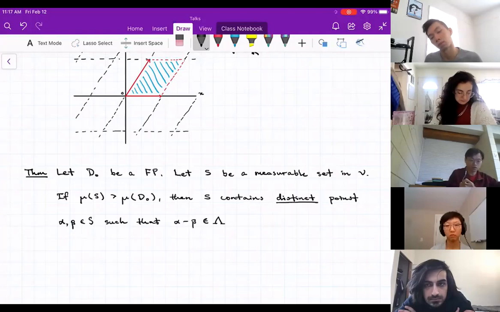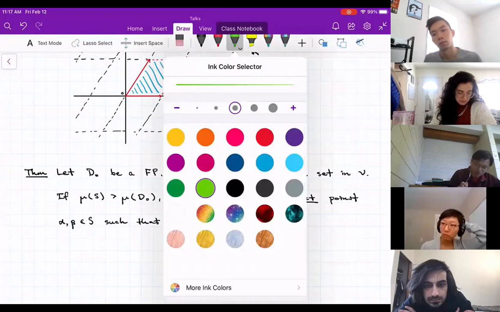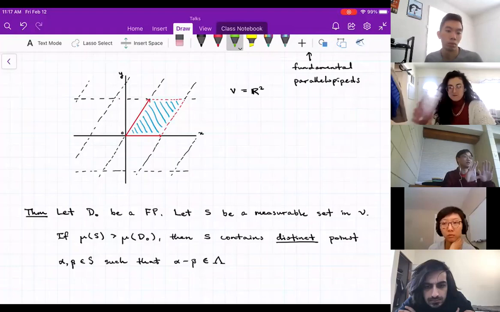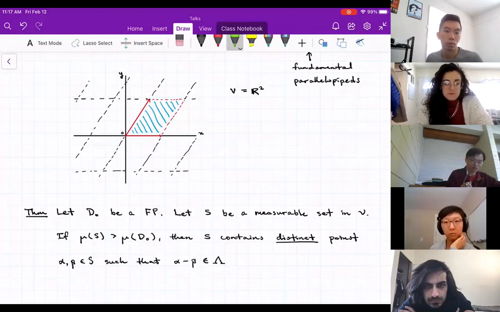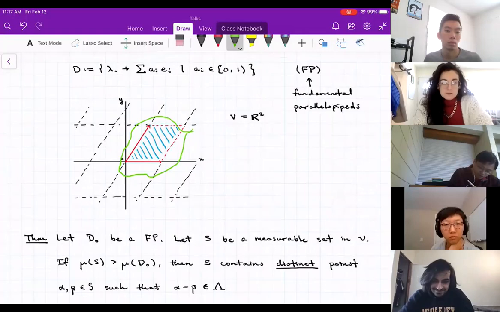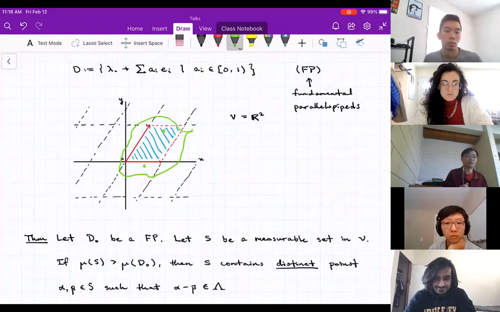Okay, so the picture here is, you can imagine you have a floor which is tiled in parallelograms or something, and you accidentally spill too much water, more water than can be contained in one such parallelogram, and so then something needs to overlap, right? So maybe here's an example of a set S, and in this example you can choose this point and this point, and their difference is going to be an element of our lattice. Okay, there you go. It's a comps problem.